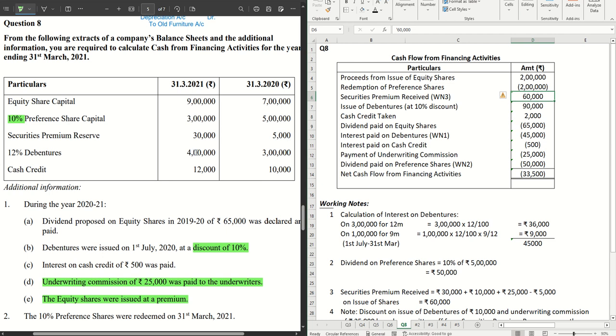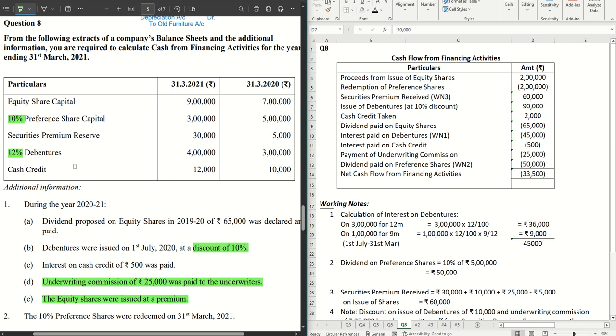Coming to 12% debentures, and we see that there is an increase in the value of debentures. That means 1 lakh worth of debentures are issued during the year. However, as you see, point number B, these are issued at 10% discount. So after issuing them, we are receiving only 90,000, after deducting the 10% discount. So issue of debentures 90,000. All right, debentures are done.